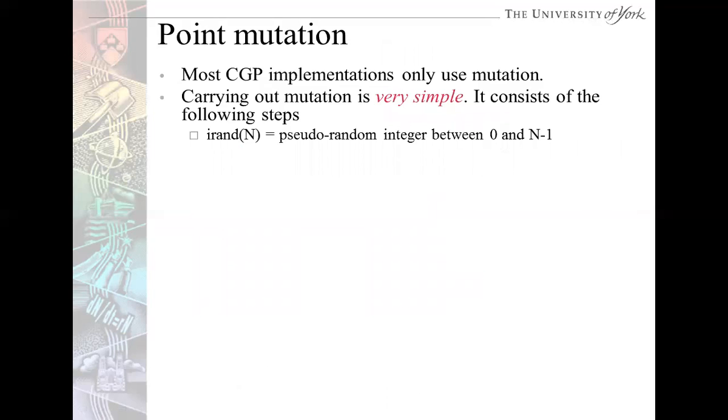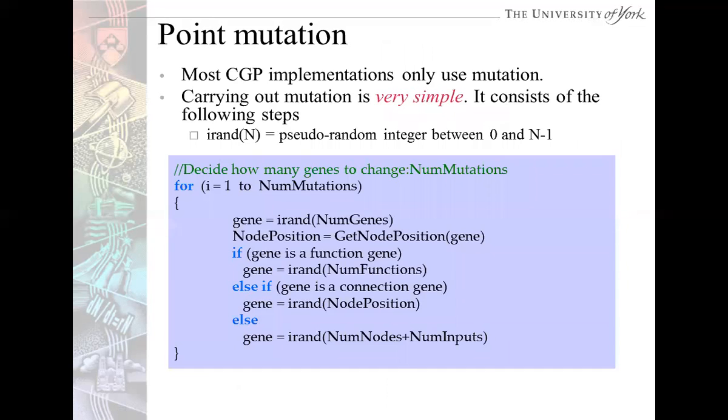CGP mainly uses a very simple mutation operator called point mutation. First of all, the user decides how many genes should be mutated. You choose a gene at random here, and then you interrogate it to find out what kind of gene it is. Is it a connection? Is it a function gene? Is it an output gene? And then, depending on what type of gene, you change its value to a new allowed value.